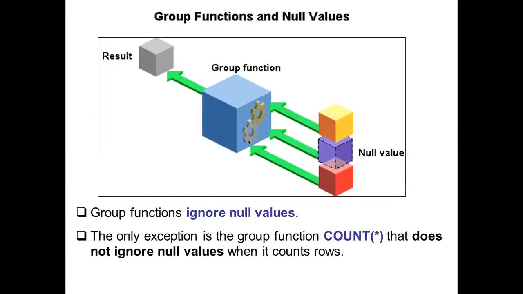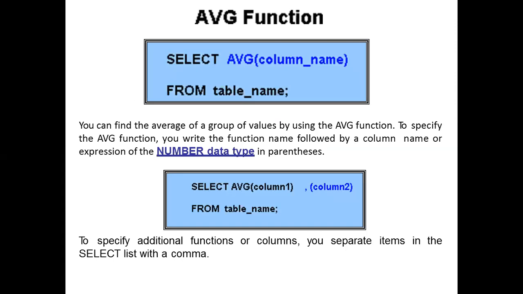So, group functions and null values. Group functions generally ignore null values, but there is an exception: count does not ignore null values when it counts rows. Now the basic applications. First we have the average function. This is the syntax for it, and we'll also try it out. We can use the average function with the number data type.